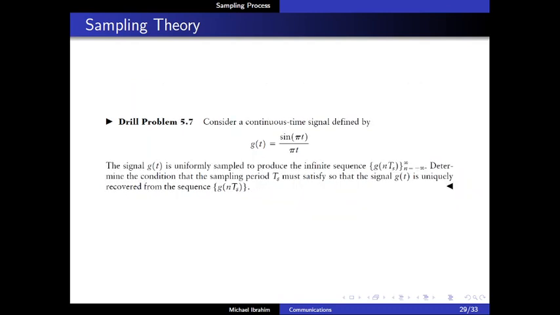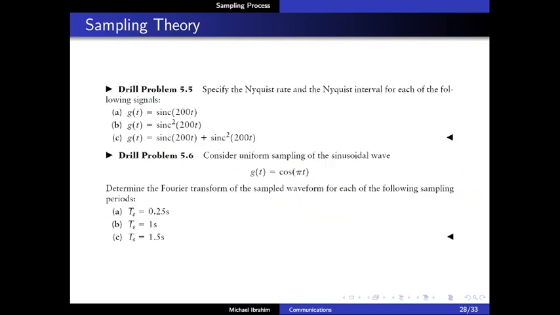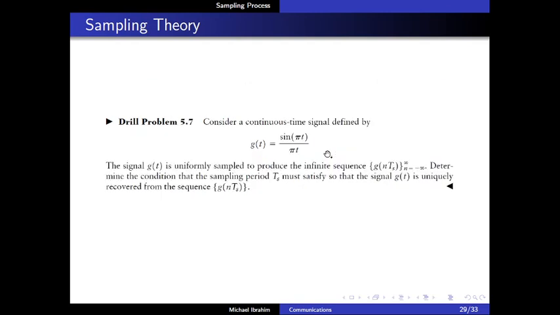Here we have three problems. I will leave these to you to work on, and in the tutorial you can use them. Basically, you're asked to specify the Nyquist rate with a sampling frequency. In this case, you will need to find the spectrum of the signal, and then the Nyquist rate is 2 times the bandwidth. Most of these functions are sinc functions, so they go to the frequency domain as rect functions. You will have the bandwidth very easily.